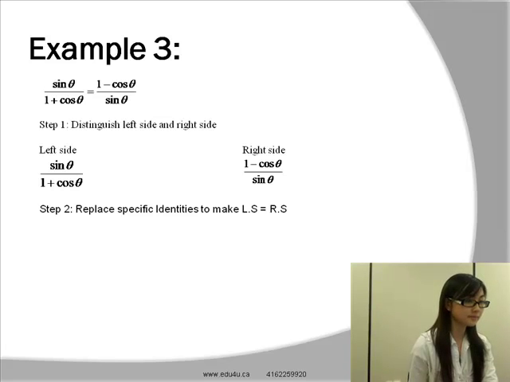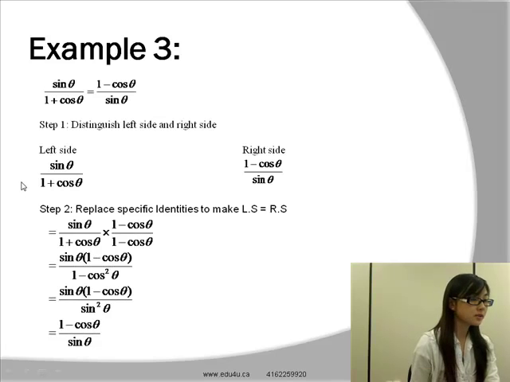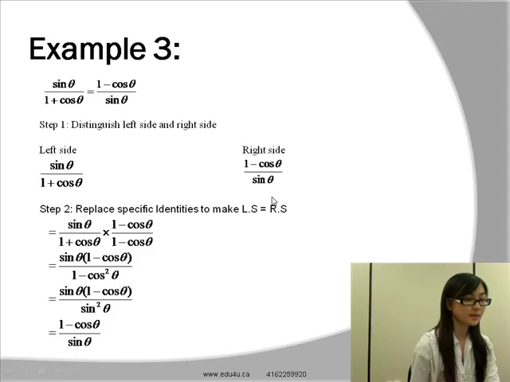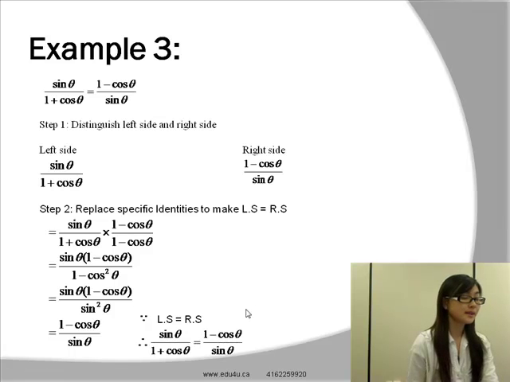Step 2, replace specific identity to make the left side equal to the right side. What we try to do in this case is form a perfect square. So we multiply the left side of the equation by (1 minus cosine theta) over (1 minus cosine theta), which is basically 1, because we want the bottom to be 1 minus cosine squared. Recall that cosine squared plus sine squared equals 1, therefore 1 minus cosine squared will equal sine squared. We divide sine theta from bottom and top, and we'll end up with (1 minus cosine) over sine, which is what we wanted because it's the same as the right side. Since left side equals the right side, therefore the identity is true.